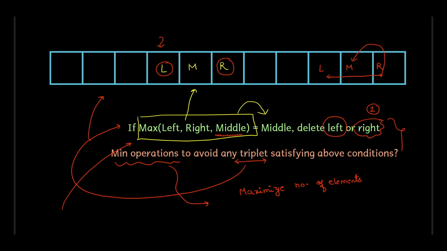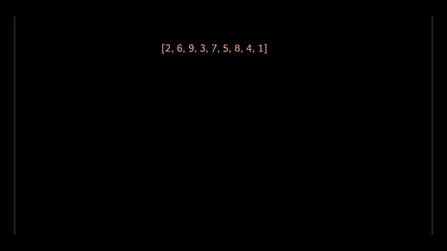So let's take an example, and suppose you have this array and you can already see that there are a lot of pairs that satisfy the condition. For example, if you consider this triplet 6 9 3, this is a triplet where the maximum element is in between. So of course you have to either remove 6 or 3 or both of them in two operations. Now let's start our investigation by looking at the maximum element.